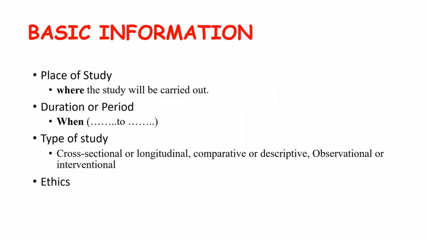You have to start writing the material and methods with basic information, which will include the place of study, or the study setting, so where the study will be carried out. You have to give the details of the primary department, like which department you belong to, and all the other departments from where you have selected your co-guides for doing this study. Then you have to mention the duration of the period, like from when to when. So it's usually the same for all of you.